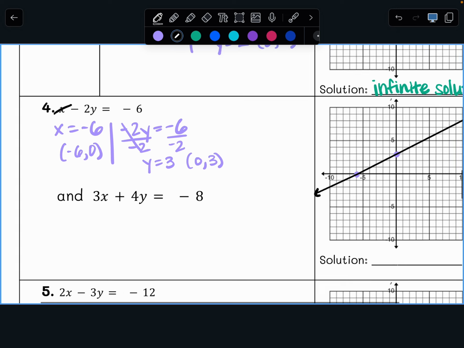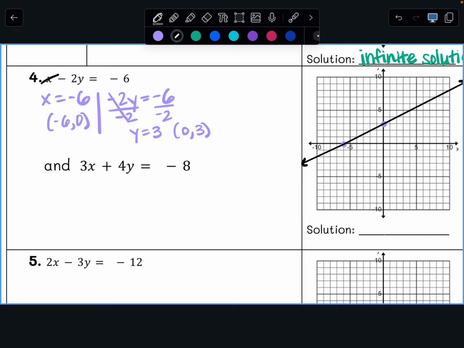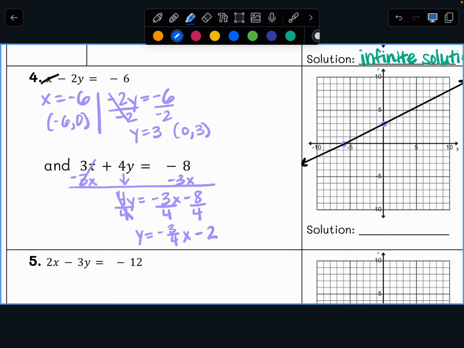All right, and we have another equation in standard form, 3x plus 4y equals negative 8. So this time I'll convert this to slope-intercept form. So let's subtract 3x. 4y equals negative 3x minus 8. Divide by 4. And I get y equals negative 3 over 4x minus 2.